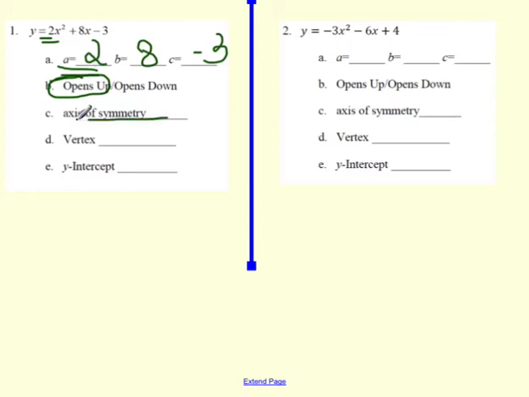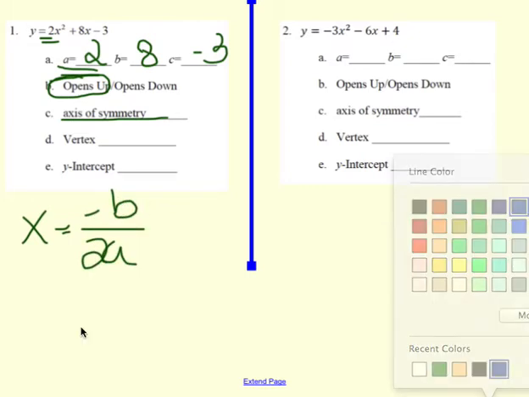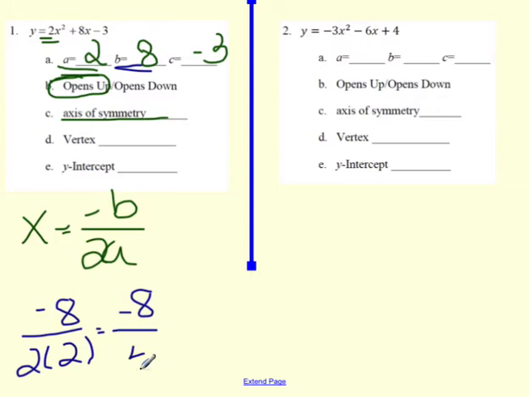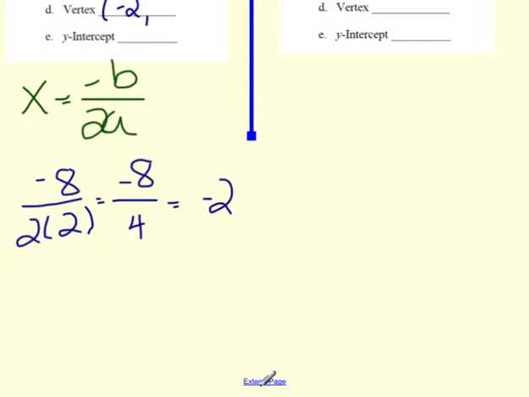Now, to get the axis of symmetry, we want to use that equation: opposite of B over 2A. So now we're going to plug that in. We're going to do the opposite of B. Since it's positive 8, we're going to do -8 over 2a. So then we have -8 over 2 times 2, which is 4. -8 divided by 4 is -2. So your axis of symmetry is -2. That also means that the x-coordinate of your vertex is going to be -2.